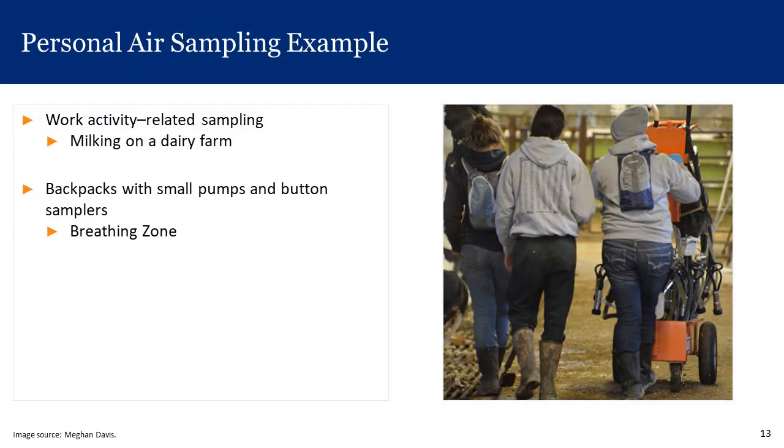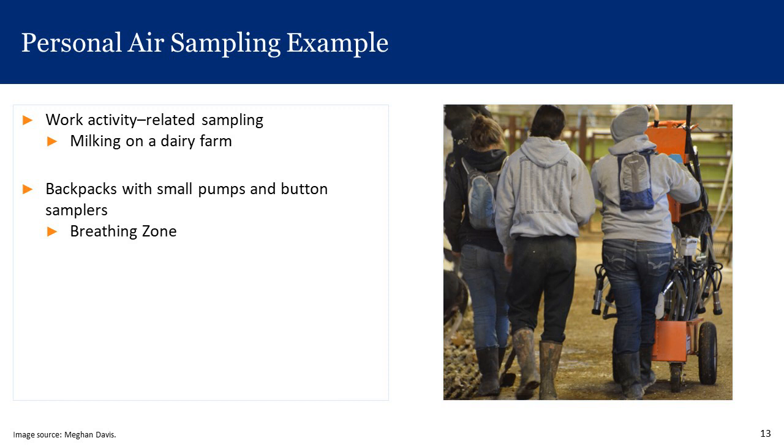And here's just another example of work activity related to sampling, where the pump for the button sampler is worn in a backpack on the back of the worker who's conducting an activity. And so this was personal air sampling to capture exposures specifically during milking on a dairy farm. And the button sampler is in the front in that location to capture the breathing zone.